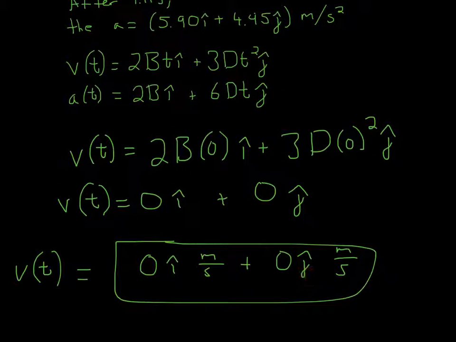Once again, i hat and j hat just tell you the direction, so we know that the x component is going to be i hat, and the y direction is going to be j hat. And finally, the units will be meters per second because the question asked for velocity.